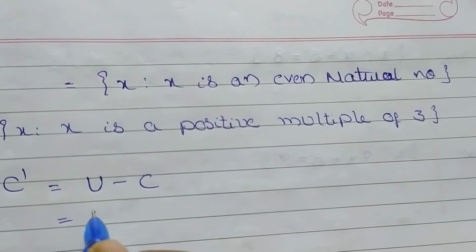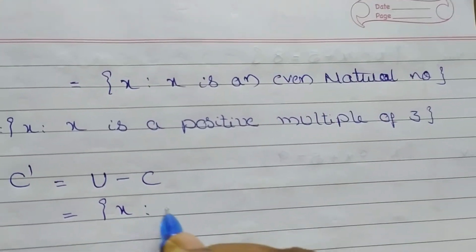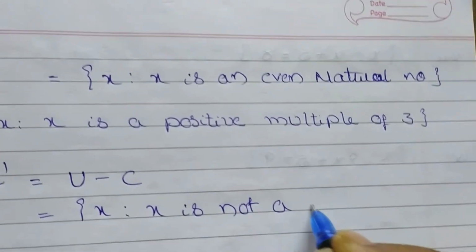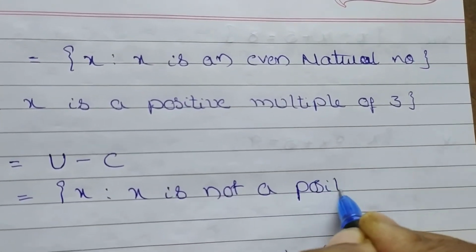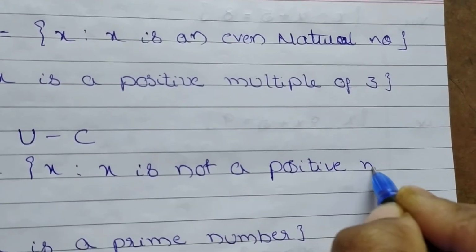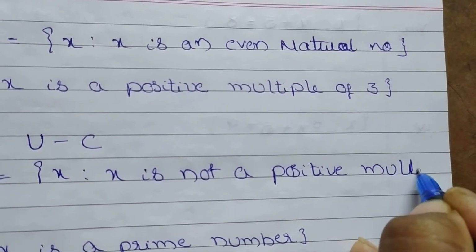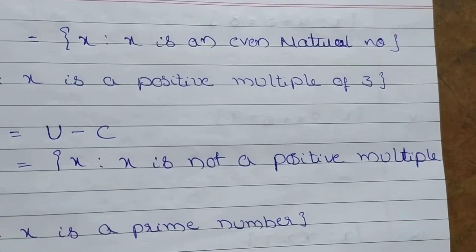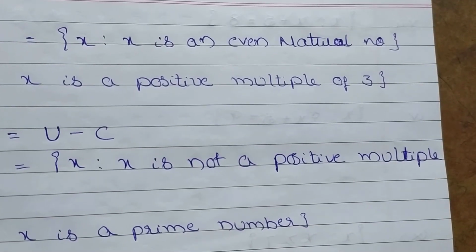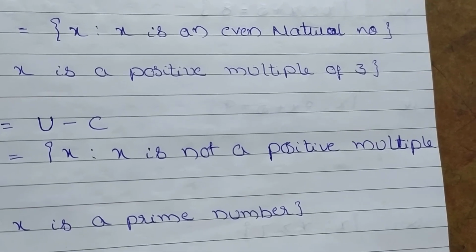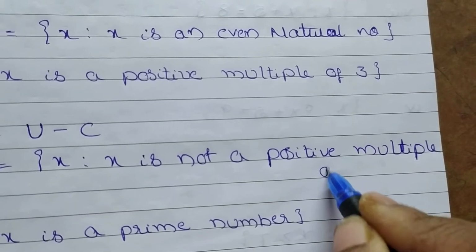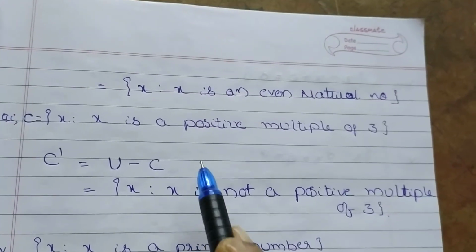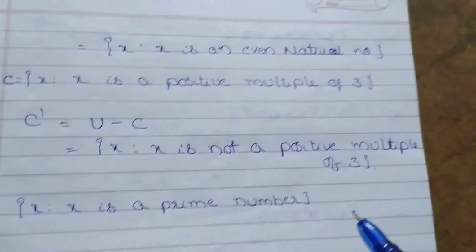So what you will be getting is x such that x is not a positive multiple of 3. In the natural numbers, if I remove all the multiples of 3, whatever numbers are left, which are not multiples of 3, will be in the complement of the given set. So x such that x is not a positive multiple of 3.